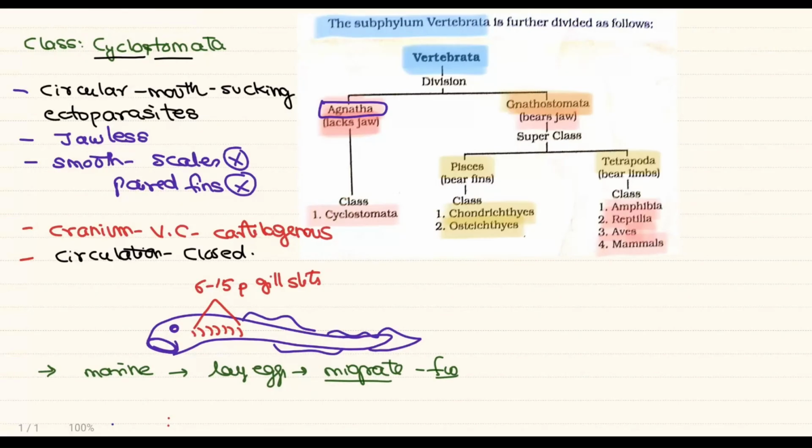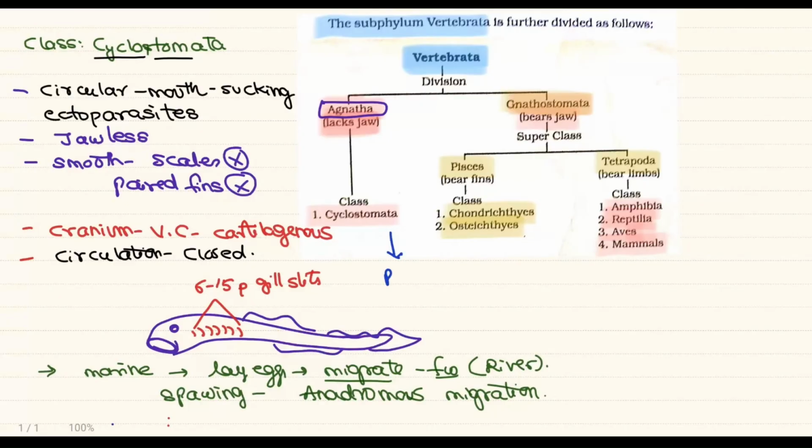But this type of migration is called as anadromous migration. Ana means up. So as they go up into the river, this is called as the anadromous migration. So during reproduction, for spawning or for laying the eggs, they have to migrate to the rivers. This is called as the anadromous migration. After laying the eggs, the adult will die and the larva will come back to the ocean. So remaining life they present in the ocean. The most common example of cyclostome is Petromyzon.